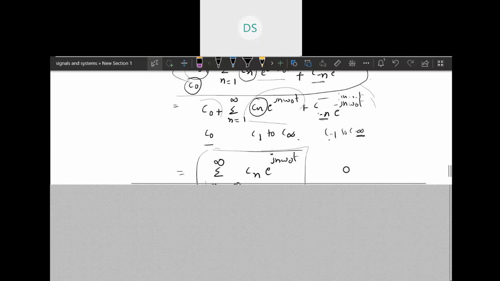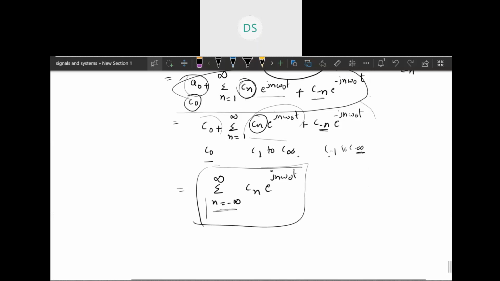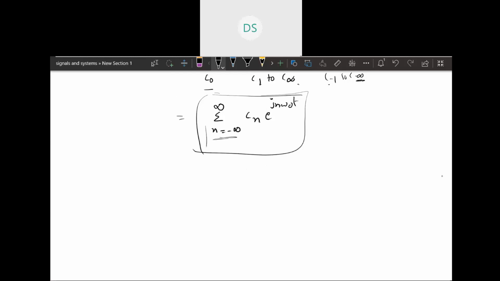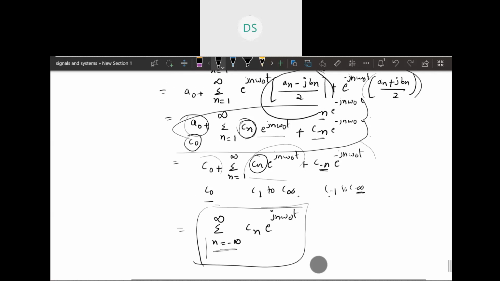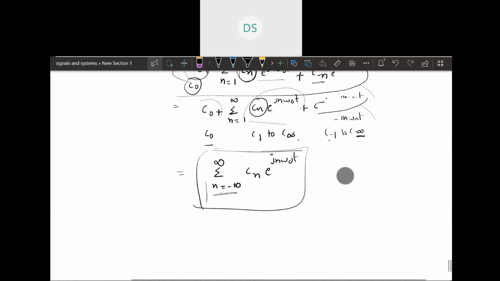So what is this cn? Cn is equal to what? An minus jbn by 2, where from exponential Fourier series also you can find out where cn is equal to what? An minus jbn by 2.